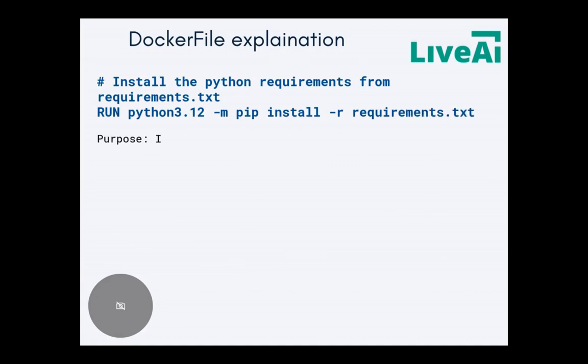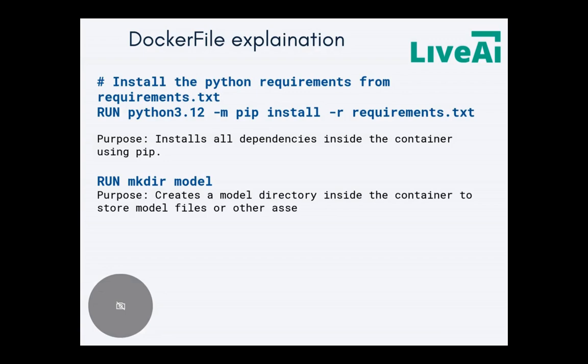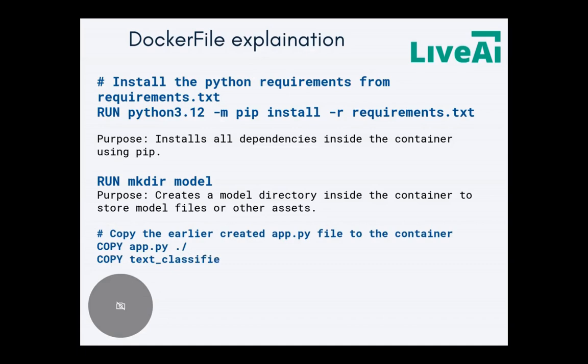Then here it's very important: make a directory, model. So create a model directory inside the container to store the model files or other assets. Even though you have provided the path of the weights file, this is where we are actually putting the weights file. It is important to create a model directory which can be put into the container. Then you copy app.py into the Docker container. Copy the weights file to model, which actually stays within the Docker container.